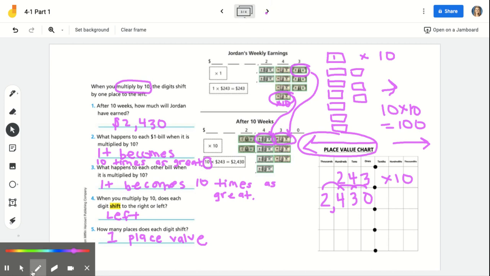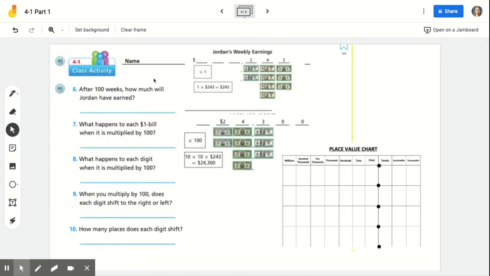Okay, now we're dealing with shifting again, and now we're working with after 100 weeks. Wow, that's a long time. Circle after 100 weeks, circle that 100 weeks. How much will Jordan have earned?